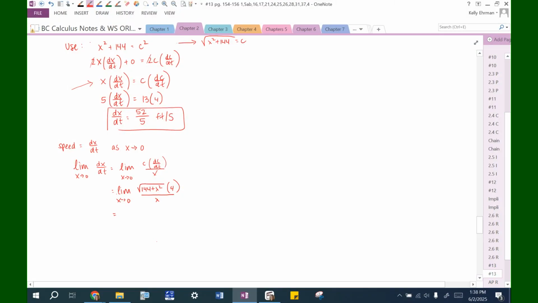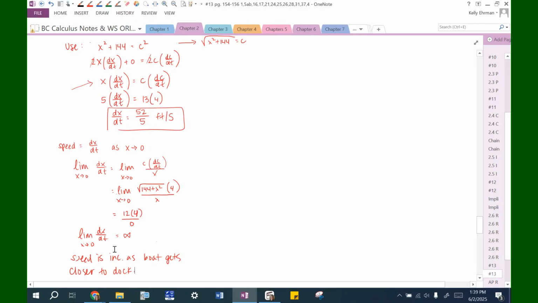Use direct substitution. So if I put in 0 here, I get square root of 144, which is 12, times 4 divided by 0. So remember, as x approaches 0, this is going to be 48 divided by a very, very tiny number, which will ultimately approach infinity. So because the limit as the boat gets closer to the dock of the speed of the boat is equal to infinity, it means that the speed is increasing as the boat gets closer to the dock.